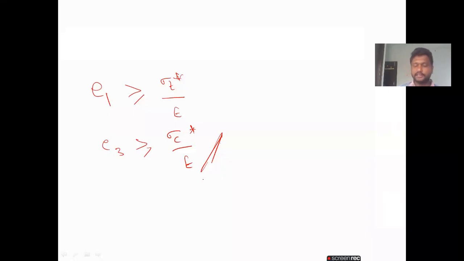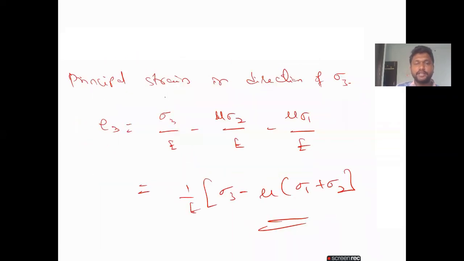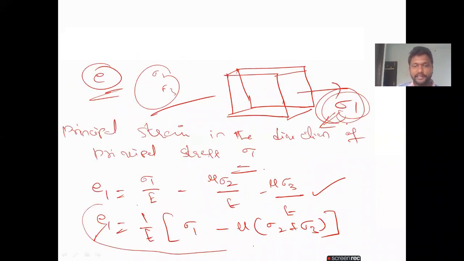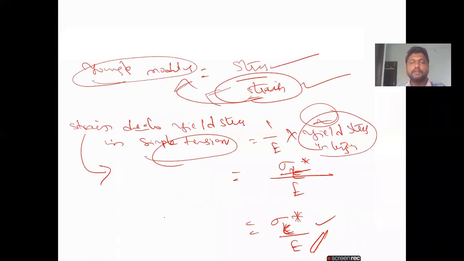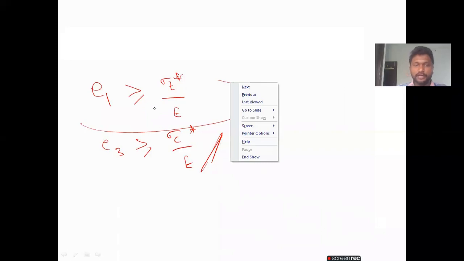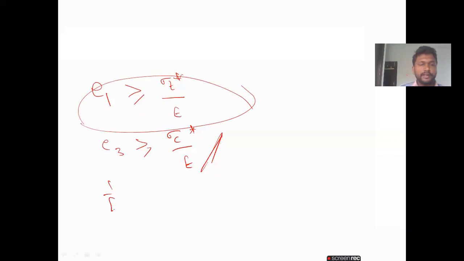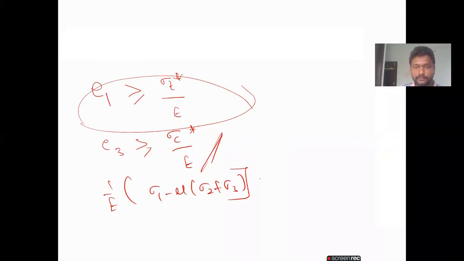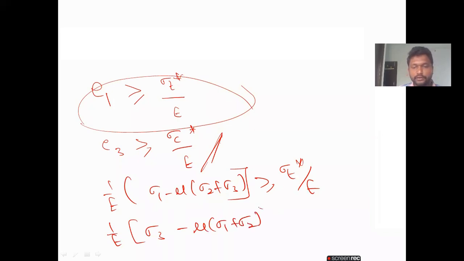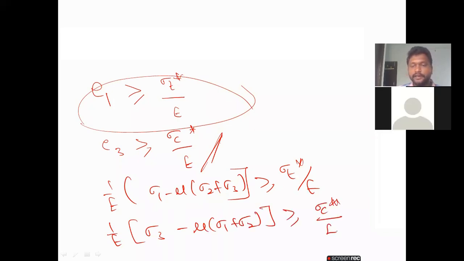So now if I consider this one, E1 we know already here. For suppose E1, how did we get it? The formula for E1 is this one. Again, the formula for E1 is this one. If you compare both, what happens? 1 by E into sigma 1 minus mu into sigma 2 plus sigma 3 is greater than, wait for 1 second. Yeah, it is greater than sigma T star by E. In the same way, 1 by E into sigma 3 minus mu into sigma 1 plus sigma 2 is greater than sigma C star by E.